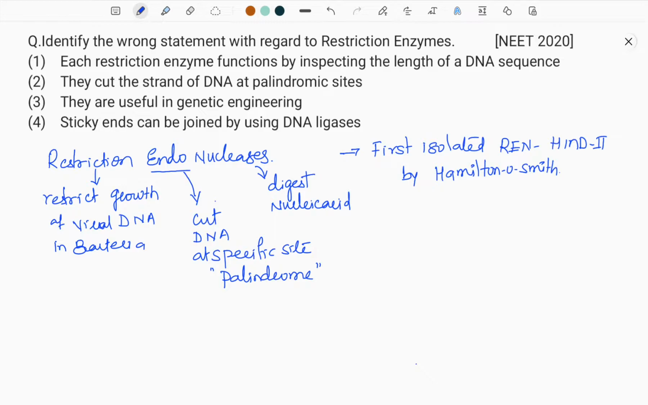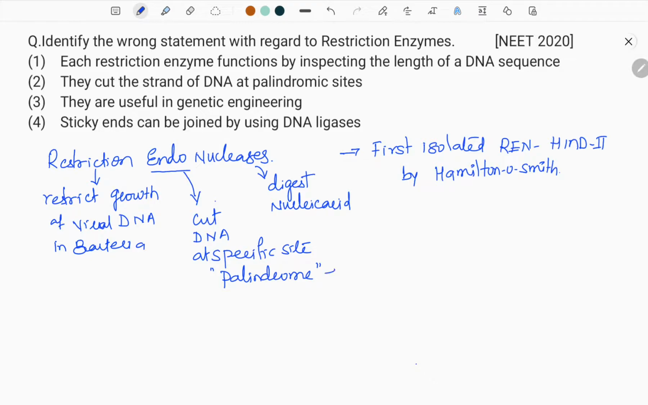Nucleases are of two types. Nuclease means a group of enzymes which digest nucleic acids like DNA and RNA. If they digest DNA, they are called deoxyribonuclease. If they digest RNA, they are called ribonuclease. These nucleases are of two types: exonuclease and endonuclease. Exonucleases cut the DNA at the ends. Endonucleases cut the DNA at specific sites. The specific sites are called palindromes. The palindromes are the same when you read them in the opposite direction.